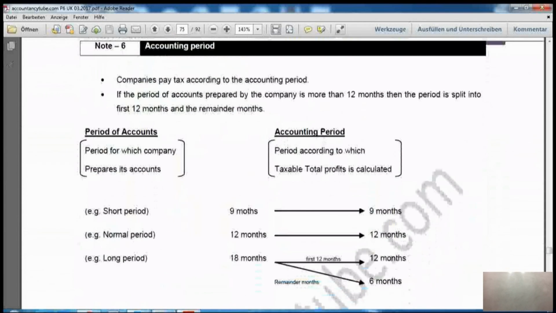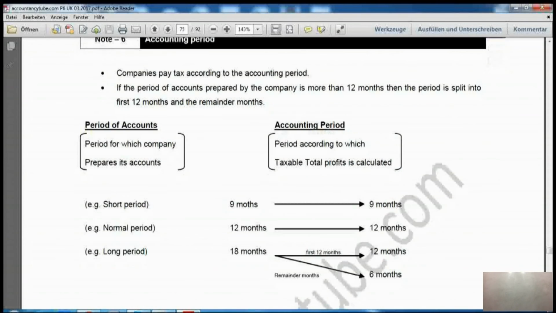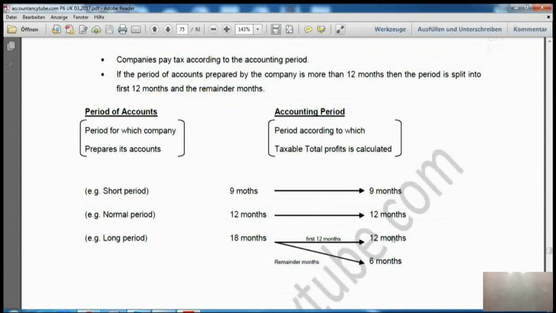Now let's go to the next page. Let's come to the next page, which is accounting periods. Now, accounting periods, as I said, could be of 12 months, or it could be less than 12 months, or it could be more than 12 months. The 12 months one is called a normal accounting period, and one which is more than 12 months is called a longer accounting period, and one which is less than 12 months is called a short accounting period.